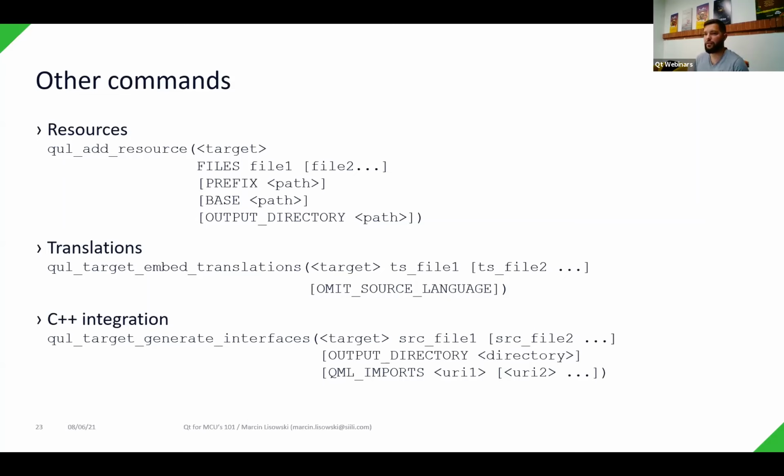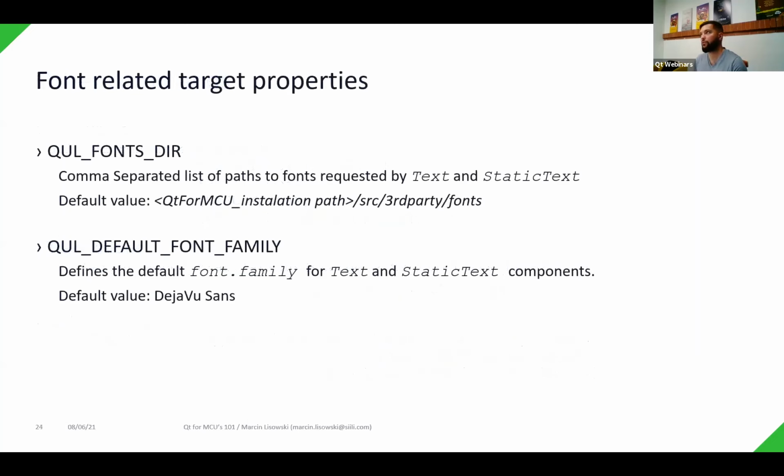For translations, there is a macro that will embed your translation files in binary form in the final binary of your application. And to integrate your C++ code, there is a QL target generate interfaces macro that takes header files that are converted to QML interfaces during the compilation process, completely seamless for you. Well, this is for the second day of the training. We will also be using that later on.